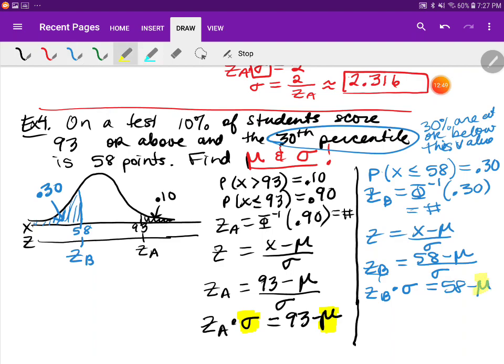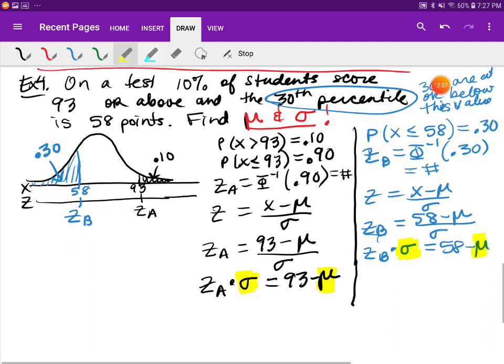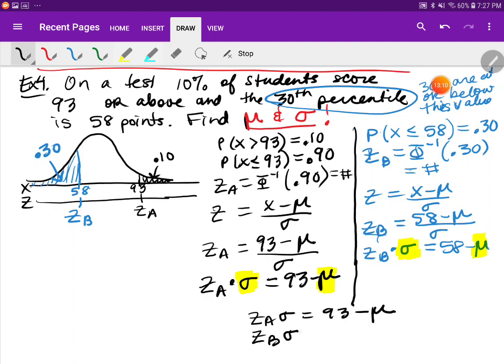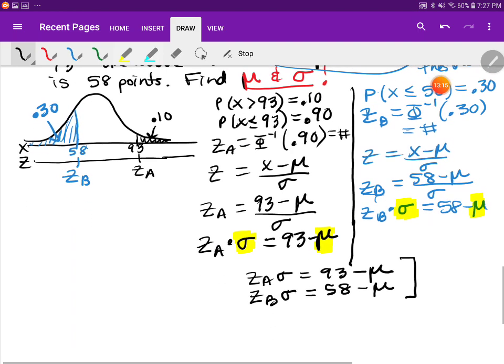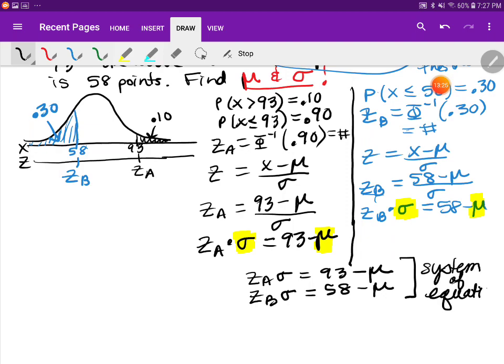And then if you look, I have mu over here. I have sigma over here. What am I going to do? So what do you think? Let me write this again. So you have ZA sigma is 93 minus mu, and you have ZB sigma equals 58 minus mu. What does this remind you of? I think it feels like a system of equations. Now, what do you think? Should you solve this? What are your methods?